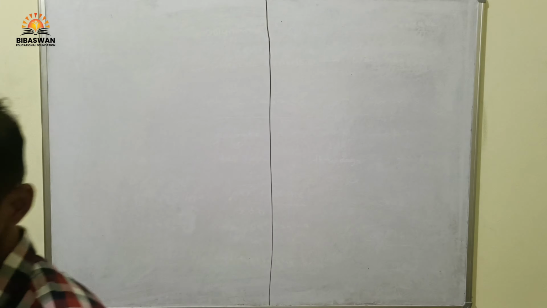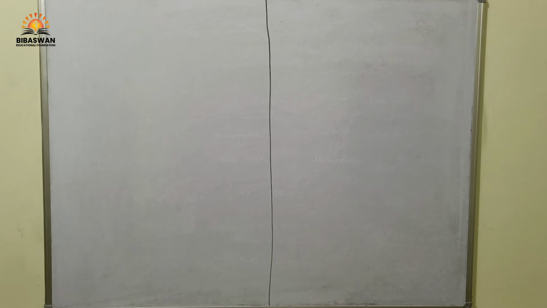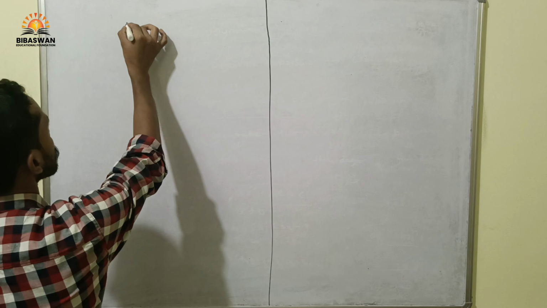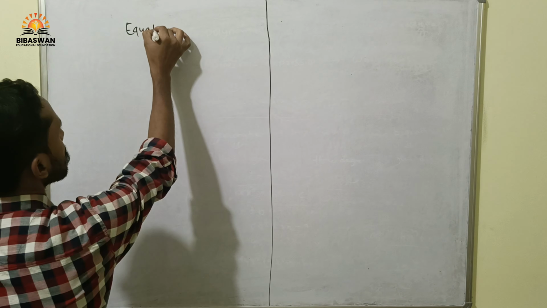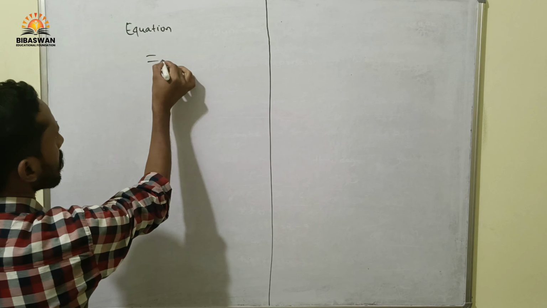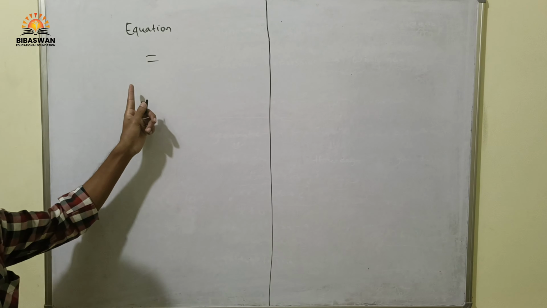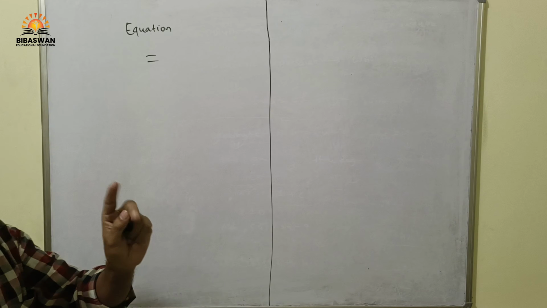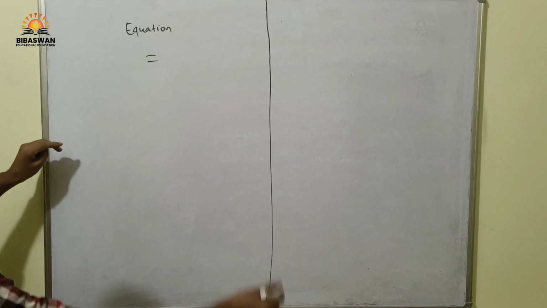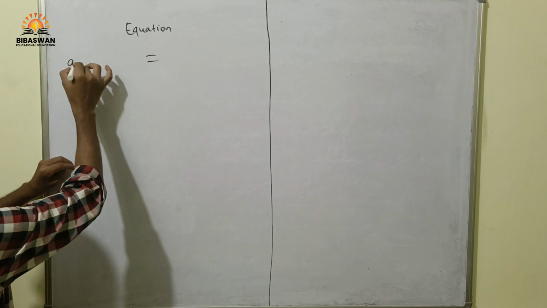This is all about polynomial. Now about equation. Do you know what equation means? Equation means two statements connected with an equal sign. That is called equation. Let us assume there are two polynomials. Simply assume two quadratic polynomials.